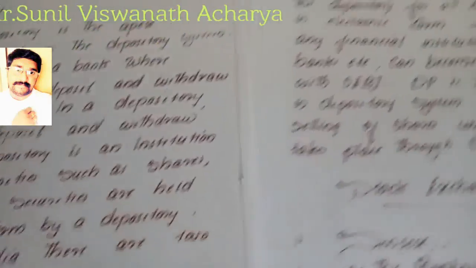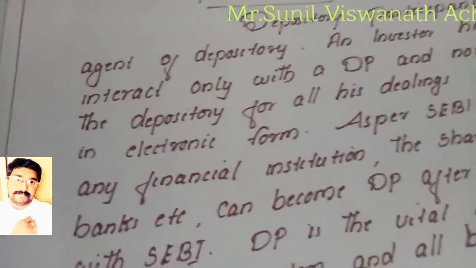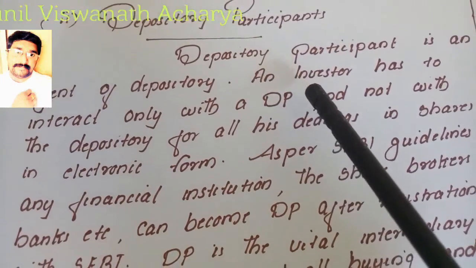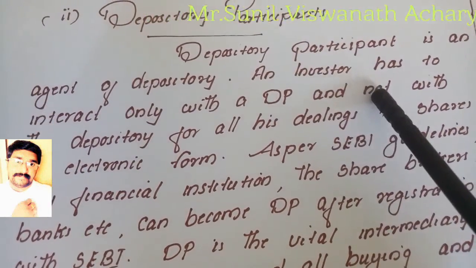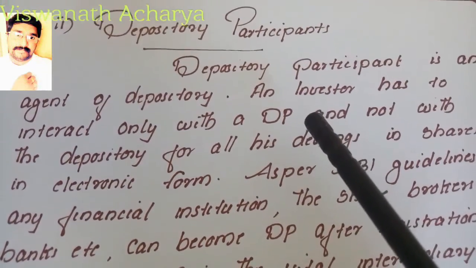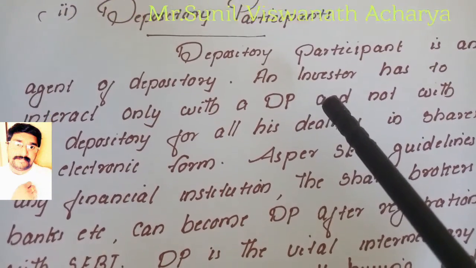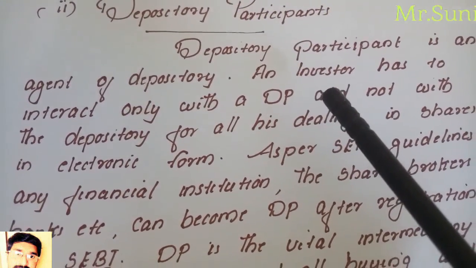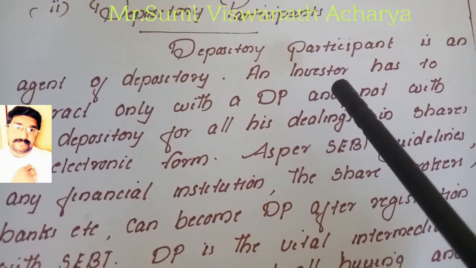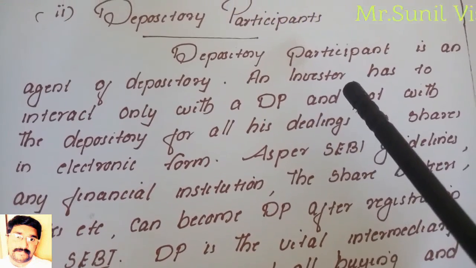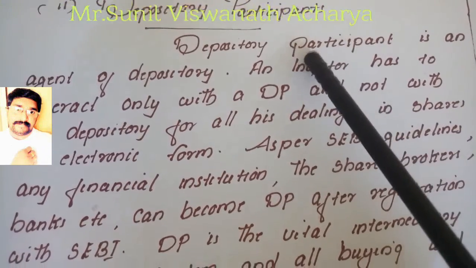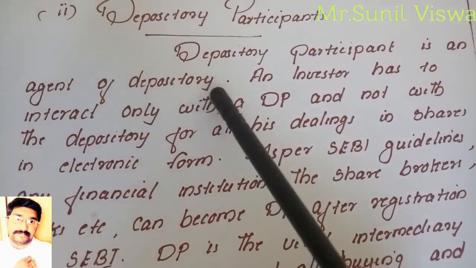The second constituent of the depository system is the depository participant, or DP. A depository participant means the agent of the depository. We already said investors can deposit their securities in the depository, but investors cannot do it directly. Investors need the help of an agent, mediator or intermediary. That mediator is the depository participant.